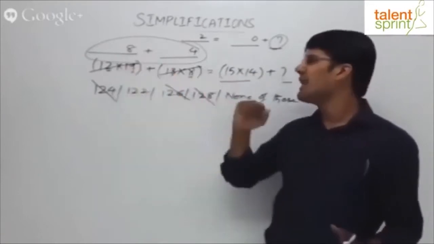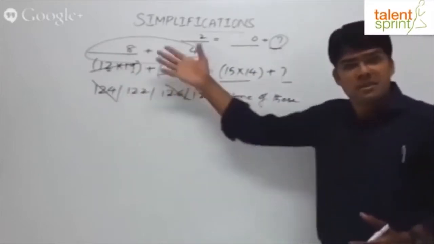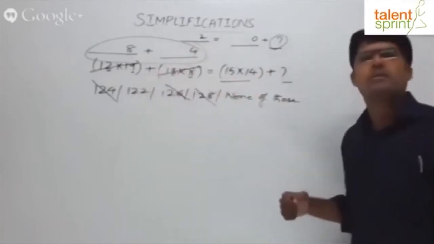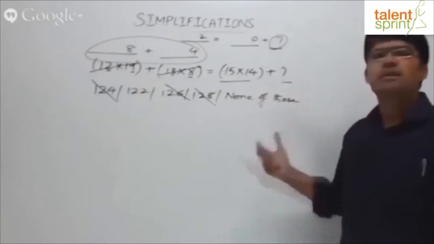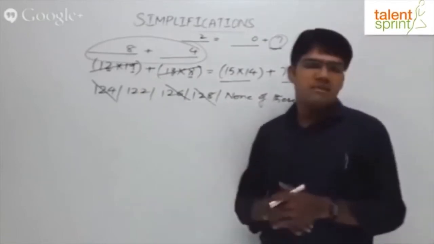Yes or no? 12 into 19 you know, 13 into 8 you know, add them. I don't have to explain all this. Speed maths, follow and you will get the answer. 15 into 14, what is 15 into 14? 210. Plus what? That will give you the answer. So that's how you can apply the unit place method in answering some of the questions.